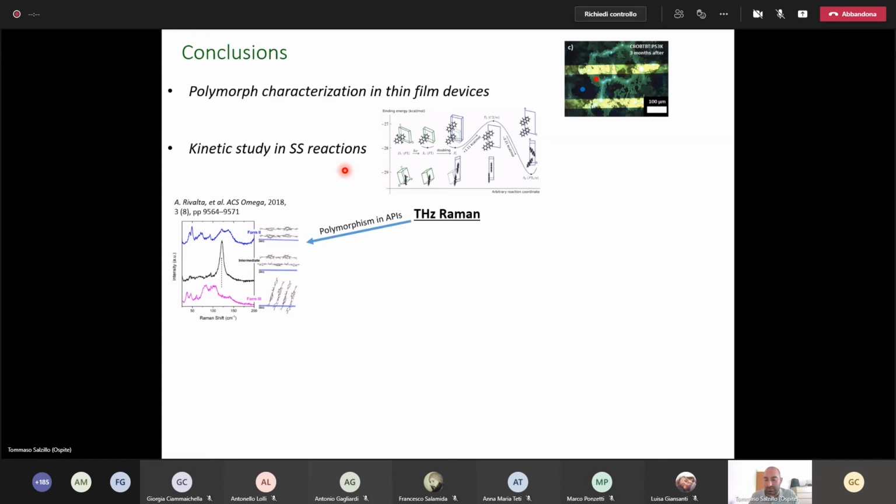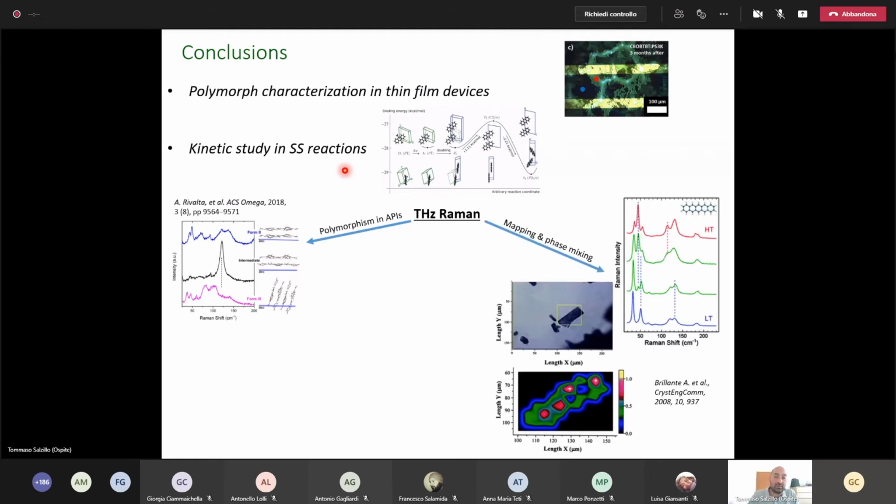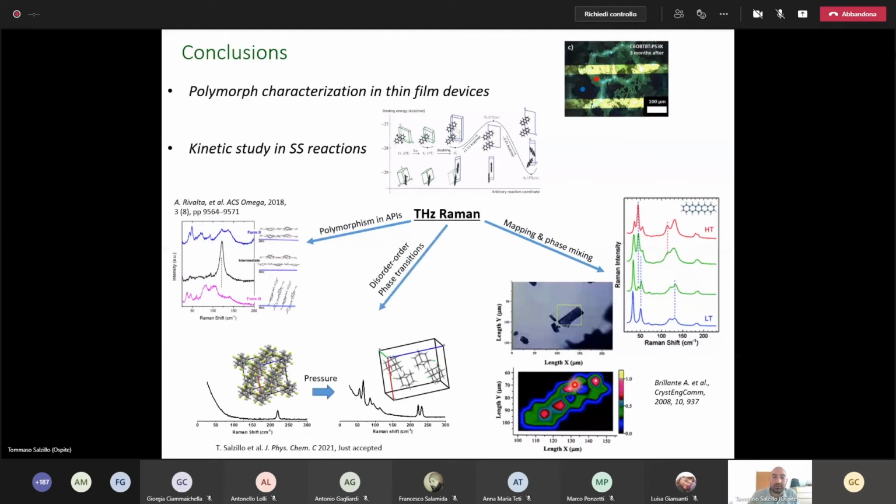And here, just to report others, is the screening of polymorphism in active pharmaceutical ingredients. Another application is the use of Raman mapping, which can be very useful for phase mixing or concomitant polymorphs, as reported here. It seems that the crystal is a single crystal, but by looking with Raman, there are some different domains inside. And then I would like to report one of my last studies, the use of terahertz Raman to study the disorder of the phase transition under pressure in a diamond anvil cell.